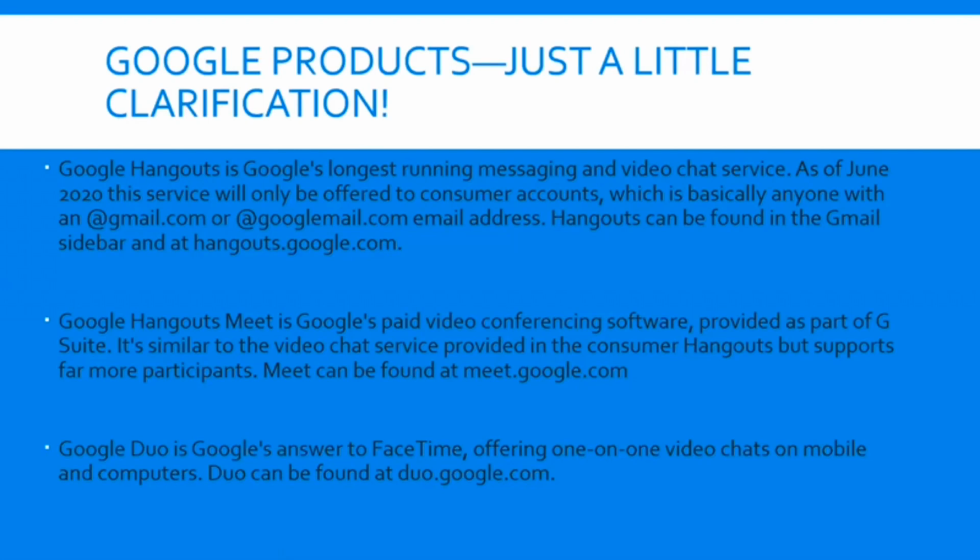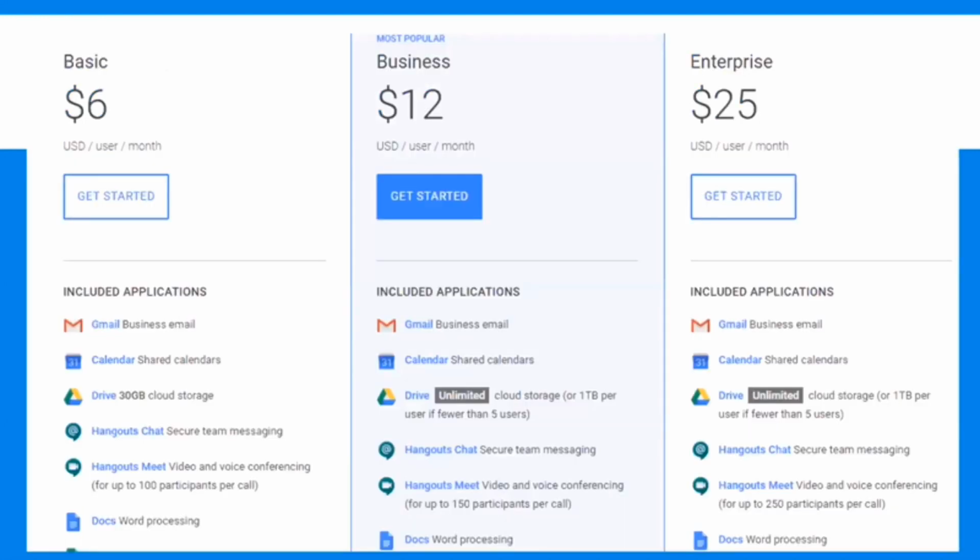Google Hangouts Meet is Google's paid video conferencing software that's provided as part of G Suite, similar to the video chat service provided in the consumer Hangouts, but it supports far more participants, and it can be found at meet.google.com. Google Duo is Google's answer to FaceTime, offering one-on-one video chats on mobile devices and computers, and it can be found at duo.google.com.